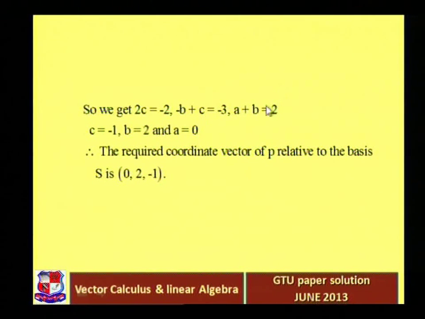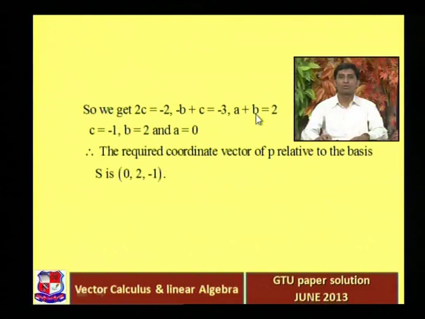And put that value here in the last equation. a plus b is equal to 2, where b is equal to 2, so a is 0. So here is our coordinate vector relative to the basis S. What is a, b, c? a is 0, b is 2, c is minus 1, so 0, 2, minus 1. So this is the required solution of this question.